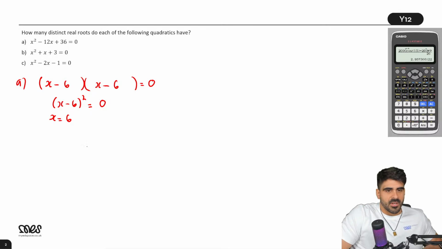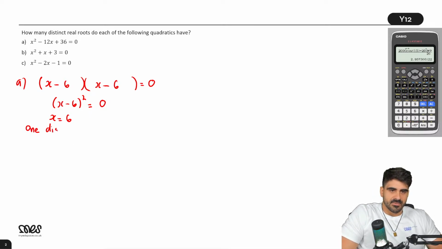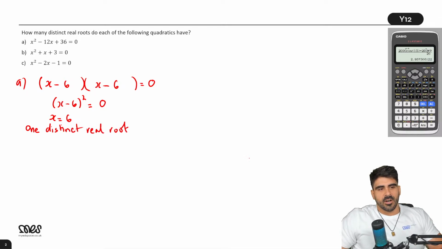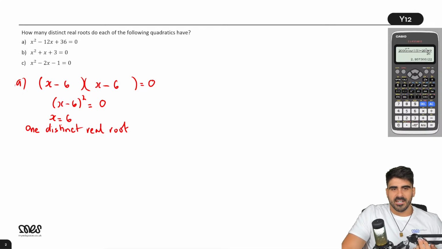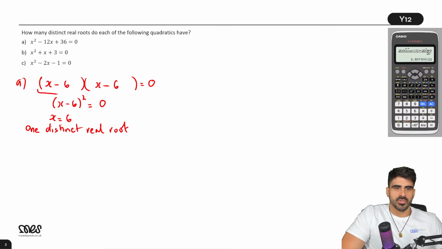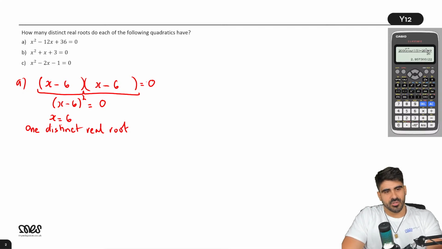So here, we would say this has one distinct real root. Now we say distinct because technically speaking, it has two roots. It's just both of them are 6. By definition, a quadratic has to have two roots. It's just they're two of the same. So that's why we say distinct.